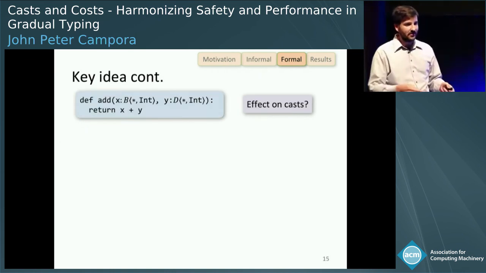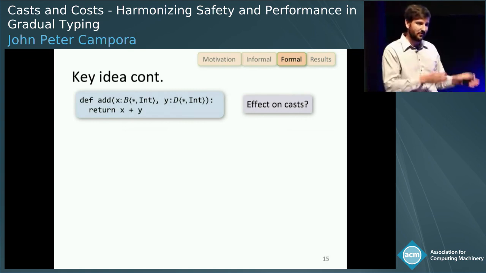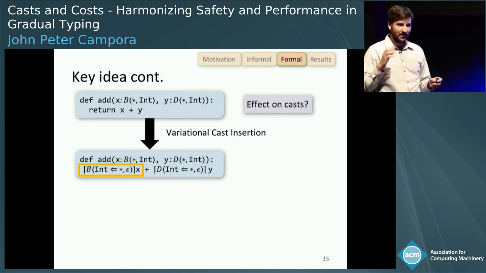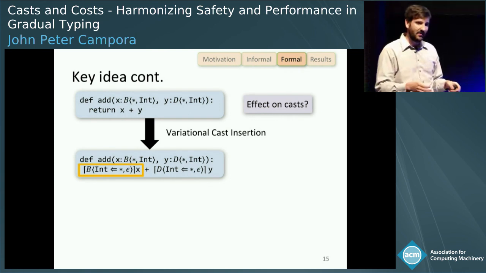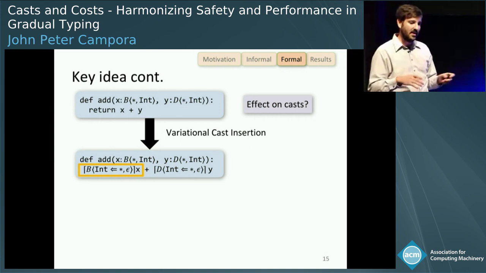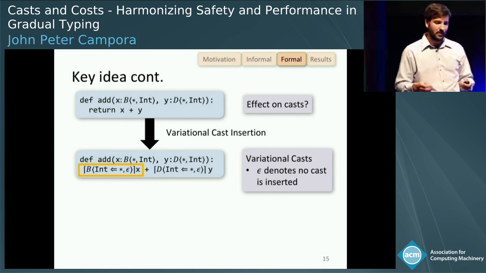So now we need to encode how the casts are going to change as we start varying the types. We should also vary the casts inserted into the program. So we have a process now called variational cast insertion, where I have a variational cast here that corresponds to my variational type, where if we select the left alternative of B, where X is dynamically typed, then we actually insert a cast. And if I have the right alternative with the int type annotated on X, then I have this epsilon, which denotes that no cast is actually going to be inserted into the program.